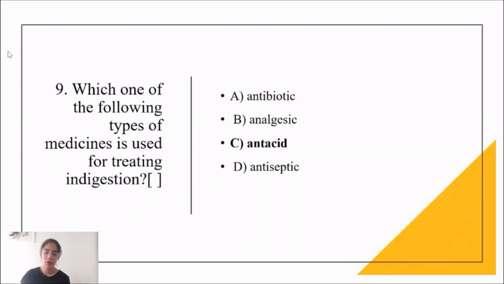Next question. Which one of the following types of medicines is used for treating indigestion? Usually indigestion occurs in the stomach when there is excessive acid production. We need to neutralize the excessive acid produced in our stomach. The medicines used to neutralize excessive acid produced by our stomach are called antacids. One example of an antacid is milk of magnesia, which is magnesium hydroxide. So the answer is antacid, option C.